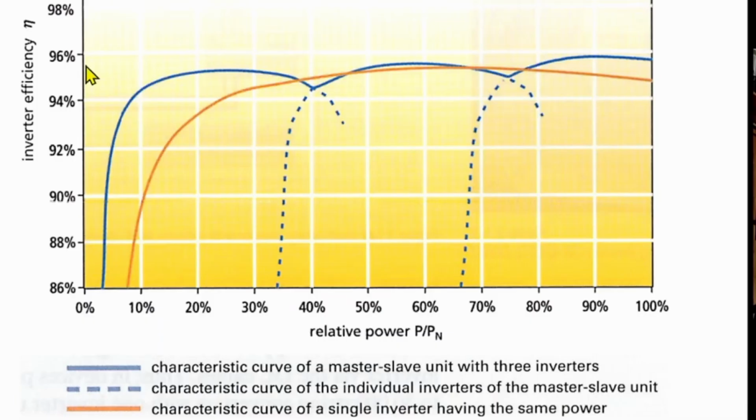Here you see the graphic representation of the master-slave concept. So if you have a single central inverter only here, you will have a curve like this. And if you have 3 different inverters here, they operate always at a very high efficiency, especially if you go to 10%, then your single inverter would work only at, how much is it, 89% of conversion efficiency, while here your master-slave concept would work at 94.5% of conversion efficiency.